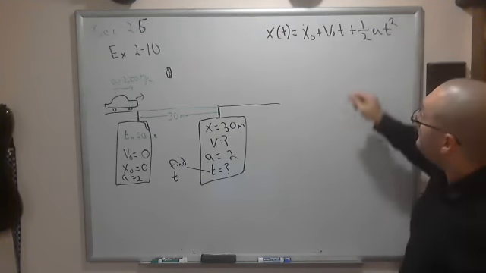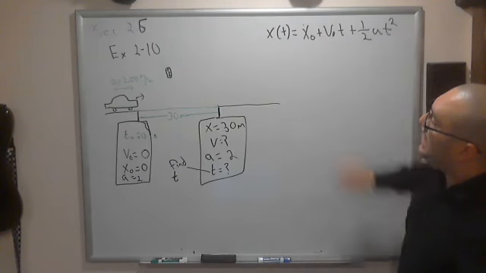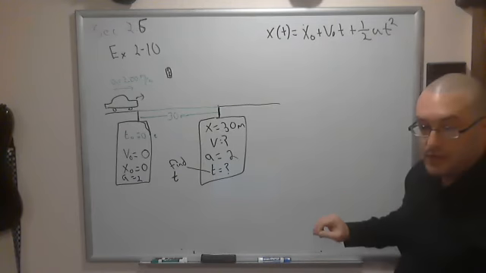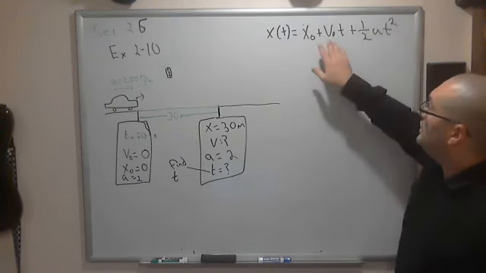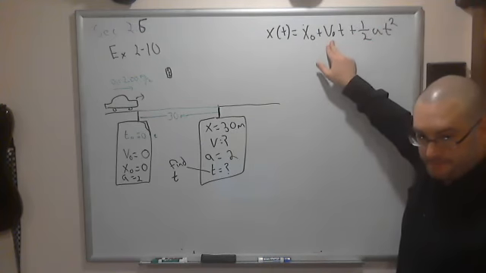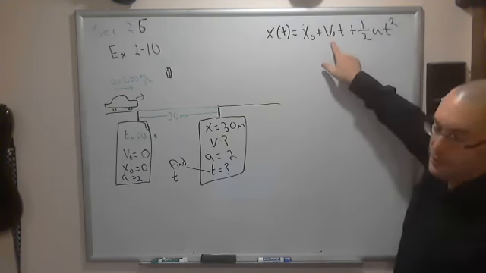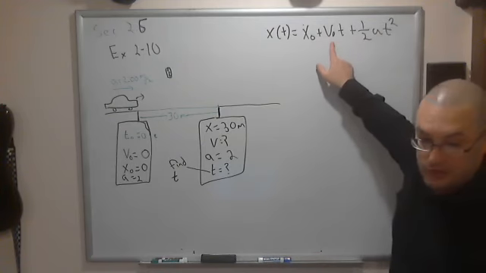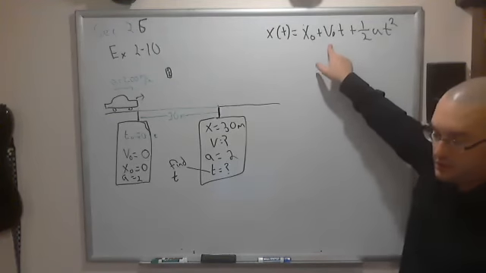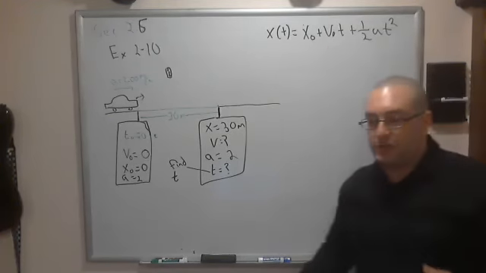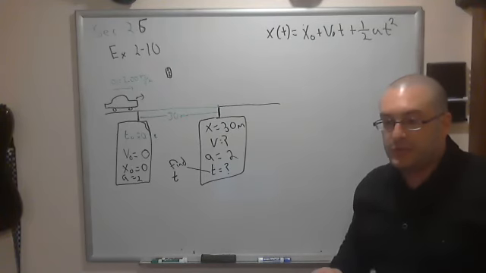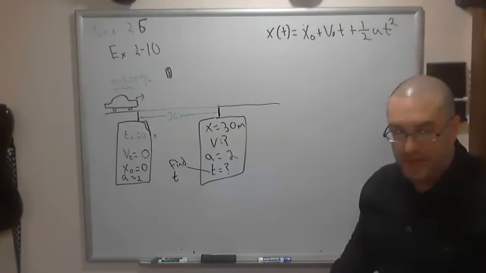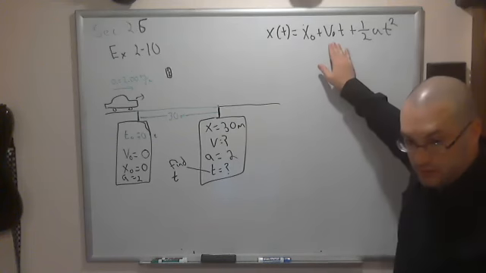Now, let's say I'm not given something. Let's say I'm not given the initial velocity, right? What we need to do is we need another equation to solve this. So there's a general rule. To solve a problem, you need as many equations as you have unknowns.